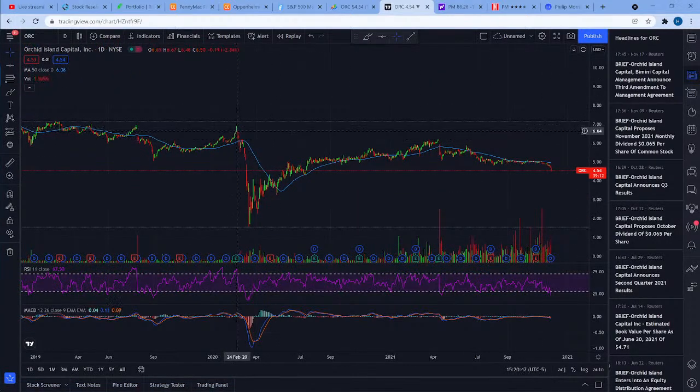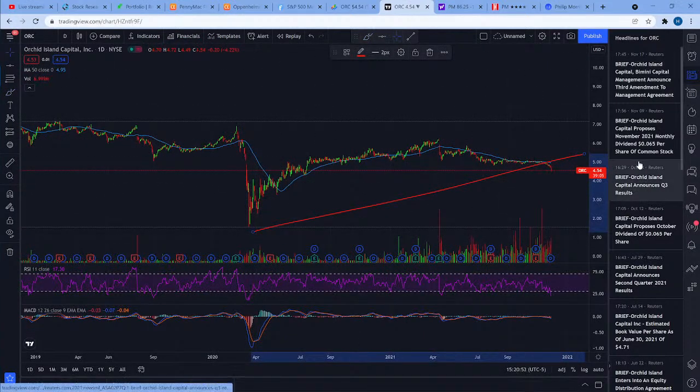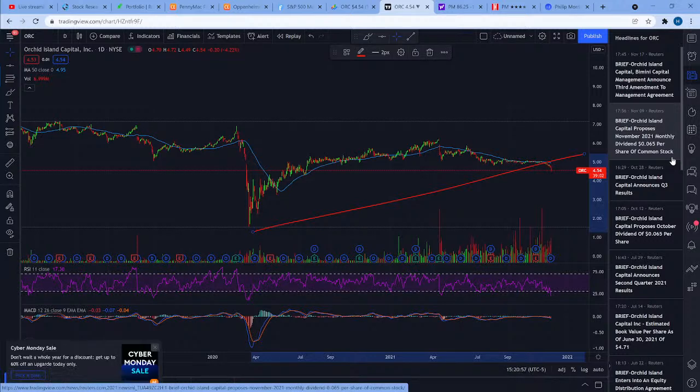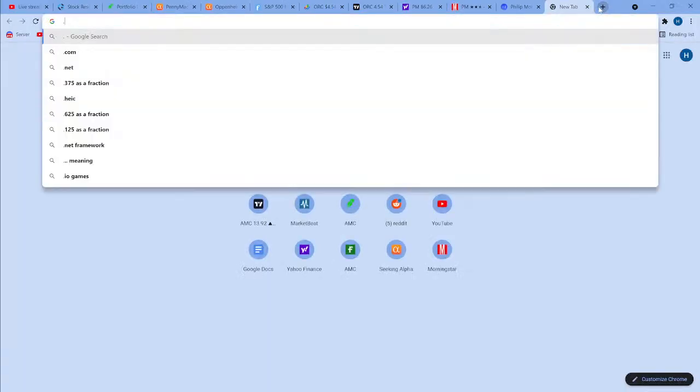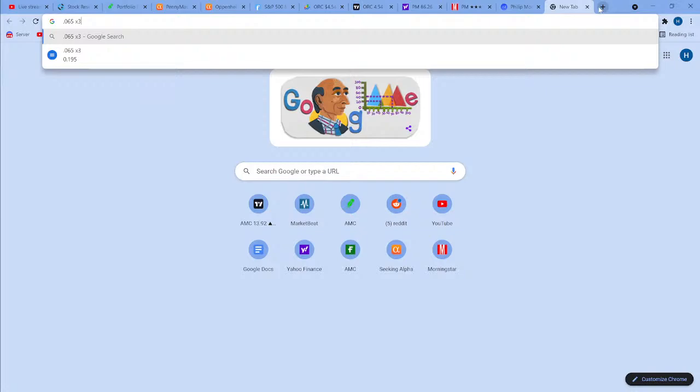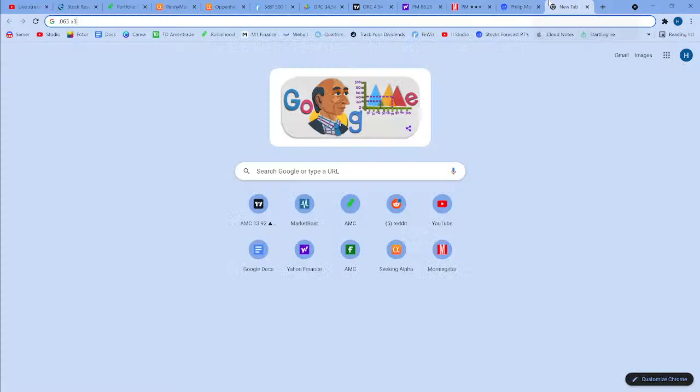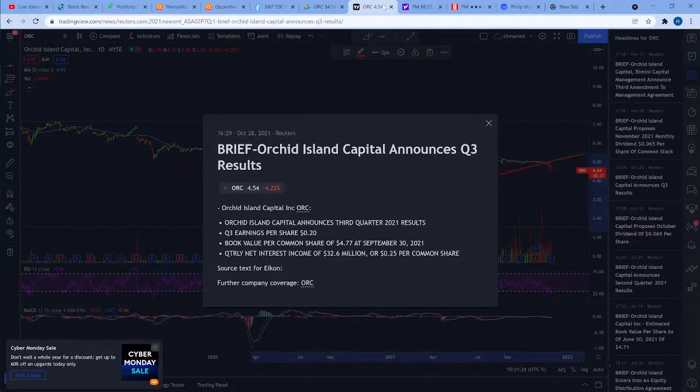Wow. This is COVID. I like to see this uptrend. But let's look. Orchid Island Capital, third quarter 2021 monthly dividend stock. Q3 results. Earnings per share of 20 cents. I mean, they're paying out a monthly dividend of 0.065. So if I'm doing this off the top of my head right, it's going to be like 19 and a half. So they're leaving themselves with what? 0.5 cents per share to reinvest into their company.